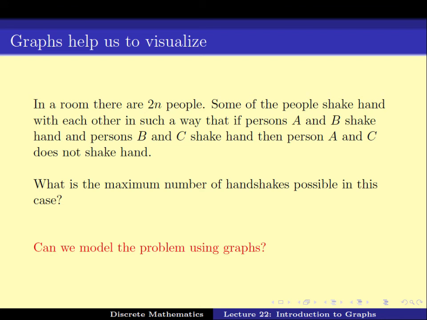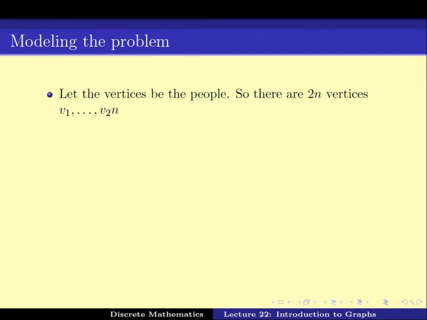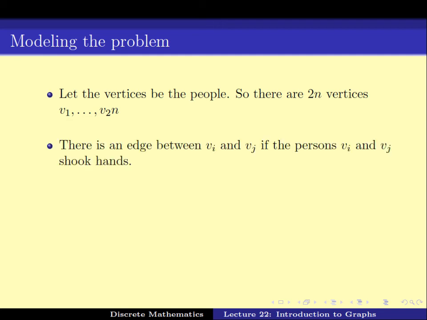Now, can we model this problem using graphs? It's not very hard to see what is going on. First of all, let there be 2n vertices. So every vertex represents a person. So there are 2n vertices, V1 to V2n. And if two persons shake hands with each other, we draw an edge. So there is an edge between Vi and Vj if Vi and Vj shook hands.